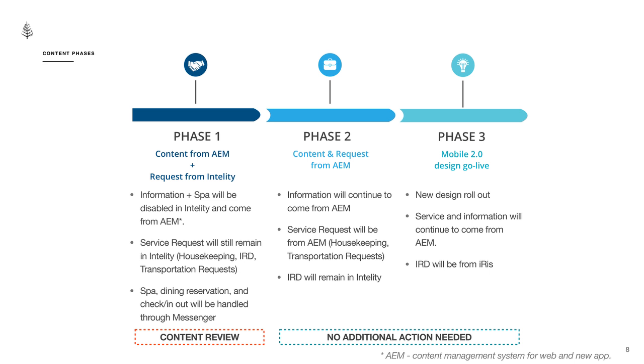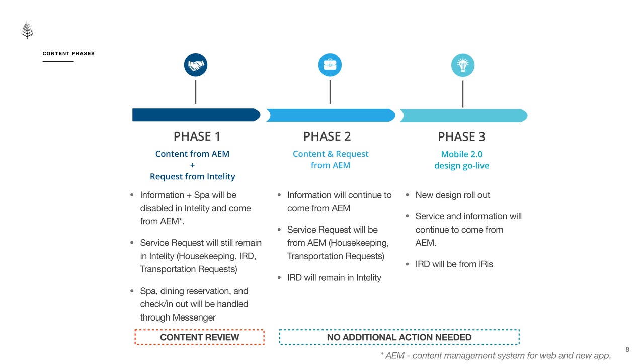We'll be referencing AEM a lot, and AEM is a content management system that works for web and the new app. Service requests such as housekeeping, IRD, and transportation requests will still remain in Entality, and spa and dining reservations and check-in and check-out will be handled through Messenger. And in phase 1, we ask that you do a content review.